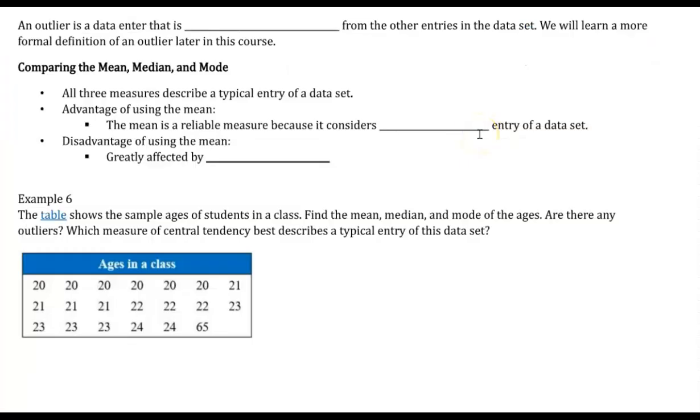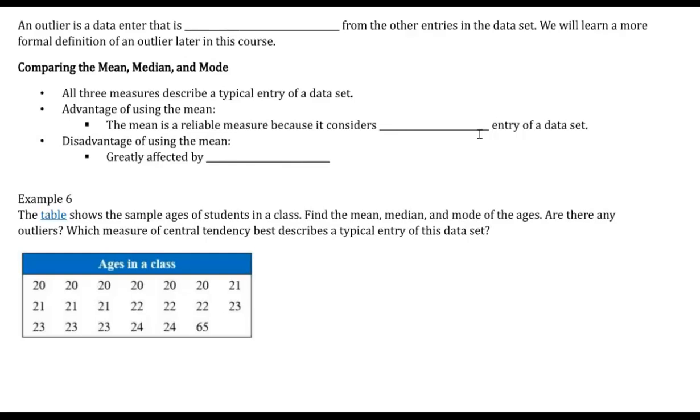Okay, so far we have talked about the three most common measures of center. We've talked about the mean, we've talked about the median, and the mode. Now we're going to talk about how do we know which one is best to use? And that depends on whether or not the data has any outliers.